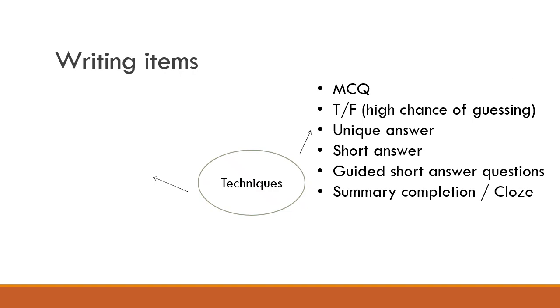You must have seen a lot of these question types, or techniques if you will, in a reading test. They're pretty common, right? Things like MCQs, true/false, even though it has a higher chance of guessing since there's only a 50-50 chance of getting a false or incorrect answer. We have things like unique answer questions, short answer questions, guided short answer questions, summary completion. You must have seen these a lot, right? They are literally the backbone of reading tests.